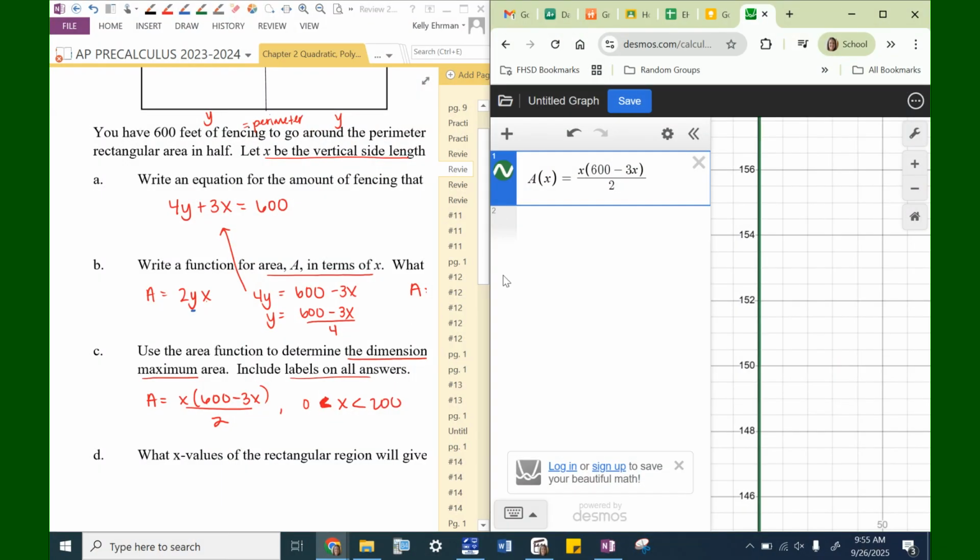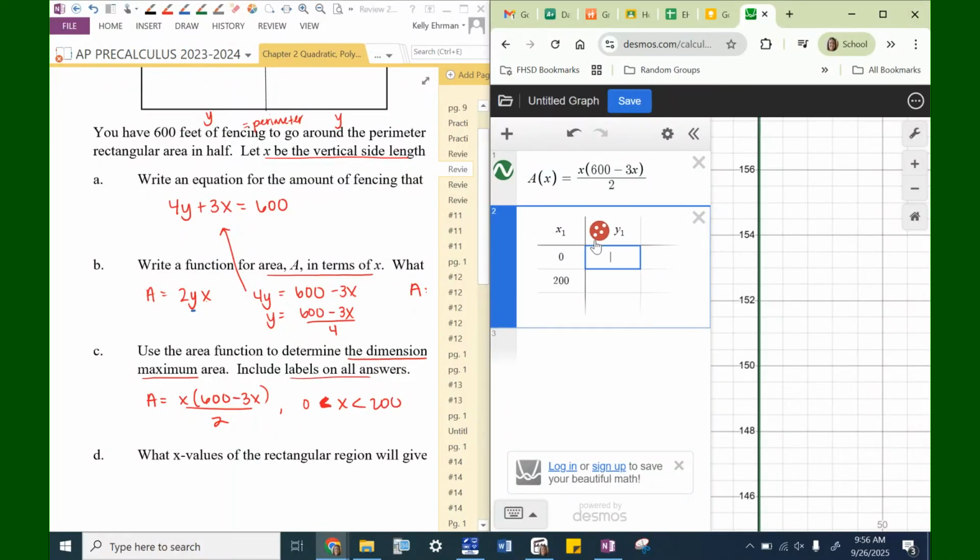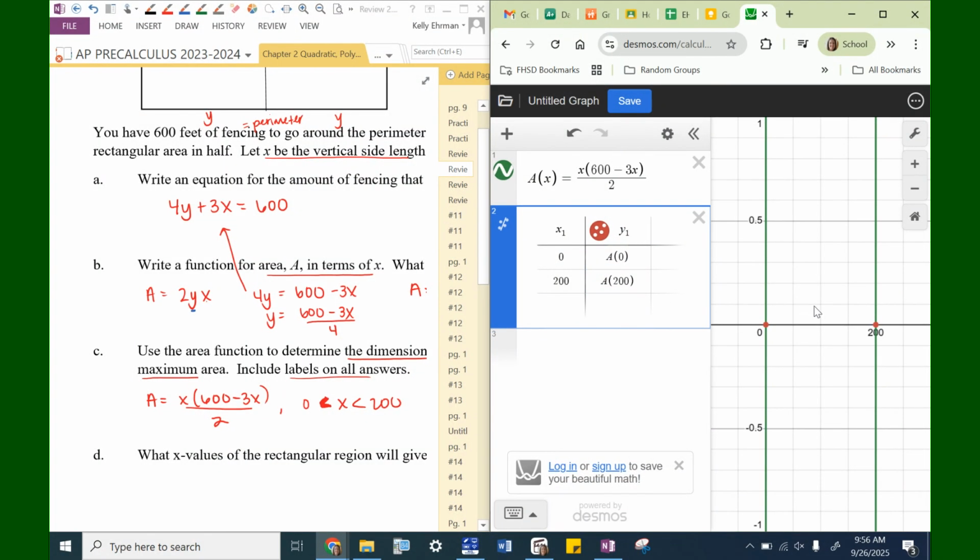And remember, when we're given a domain like this, you can zoom fit, because look how weird my graph is right now. You can zoom fit if you add a table. We've done this before. Make it go from 0 to 200 and make this A of 0 and A of 200. So I want to make sure I can see those 2 points. Now, sometimes with a parabola, that just gives me the zeros. I would like to see the vertex too. What's halfway in between those? How about we throw in A of 100 as well?